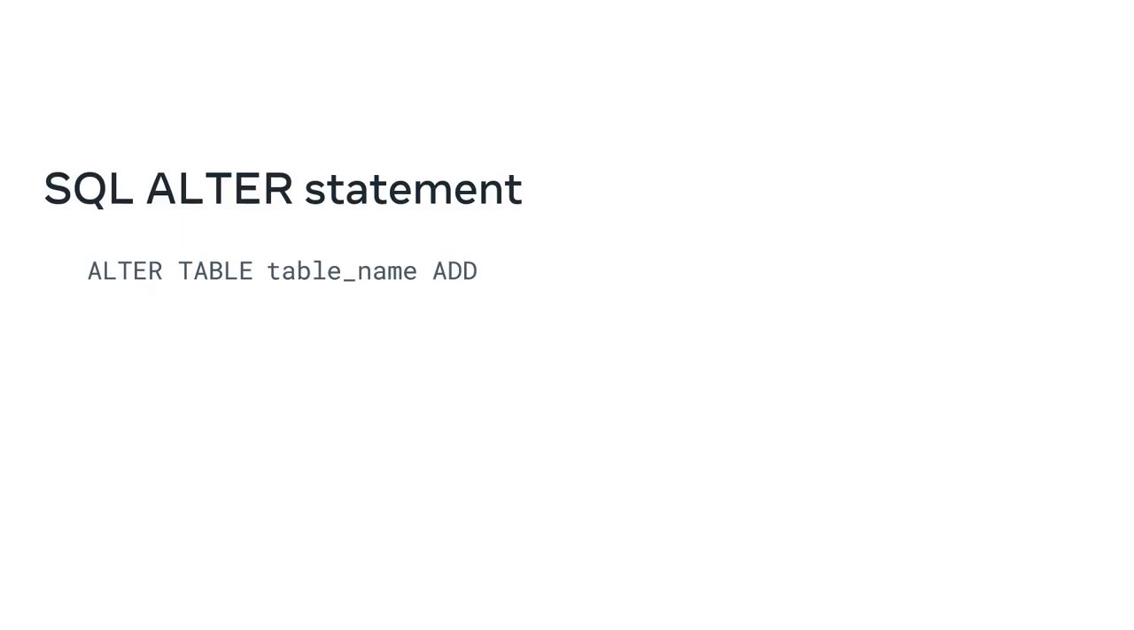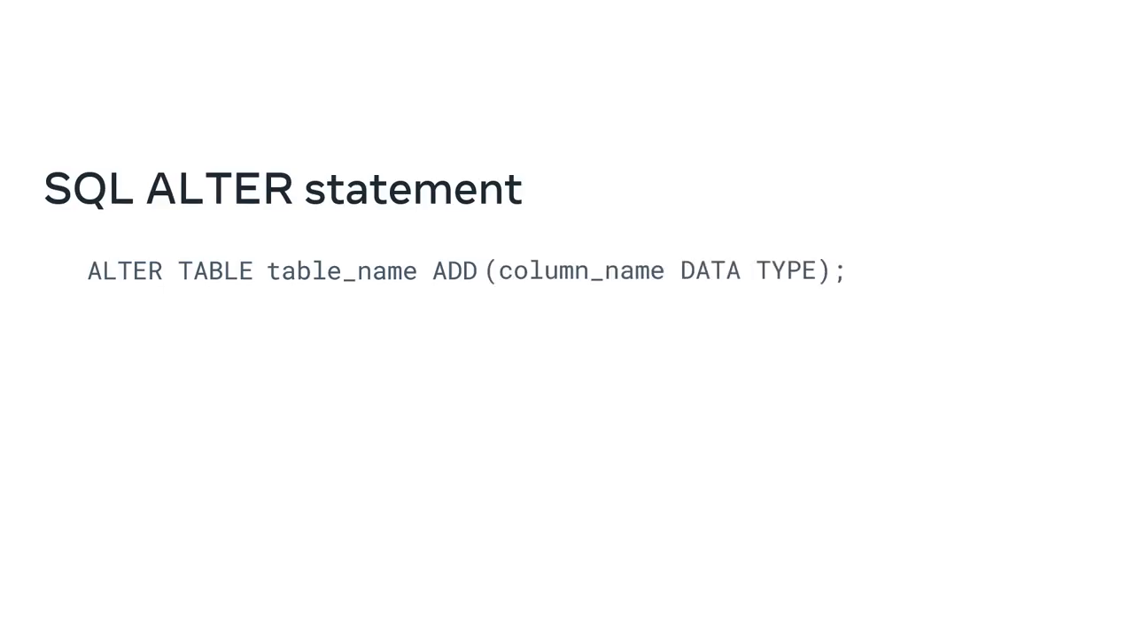I then include the add keyword. This keyword tells SQL that there's one or more items to be added to the table. There are other keywords I could include here instead, but for the purposes of this example, I'll work with add. Finally, I insert a pair of parentheses. Within these parentheses, I declare the name of a new column to be added to the table, along with its data type. Now that you're familiar with the alter table statement, let's explore an example of this statement in action.